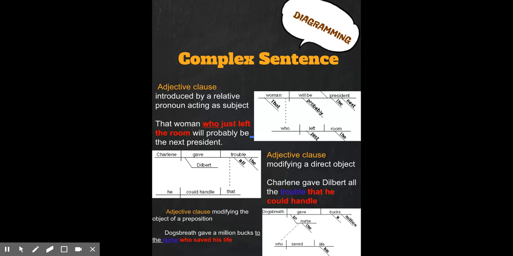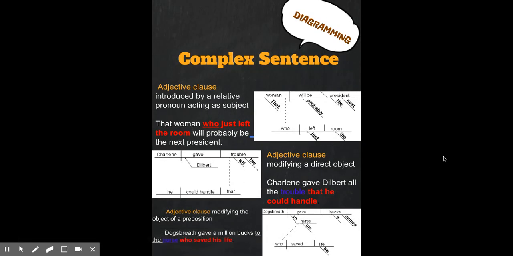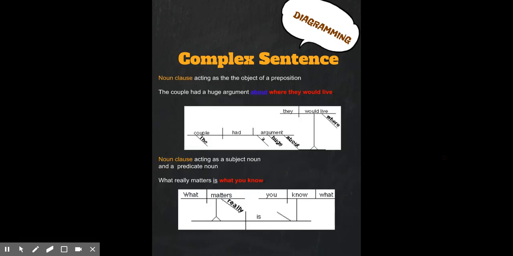Let's look at, there's two other examples here that show the same thing. One, though, is just in this part of the direct object, and the other is the object of the preposition. But since we were on noun clauses, let's jump to the noun clause. So in this example, our noun clause, which is making our sentence complex, is acting as the object of the preposition. All right? The couple had a huge argument about where they would live.